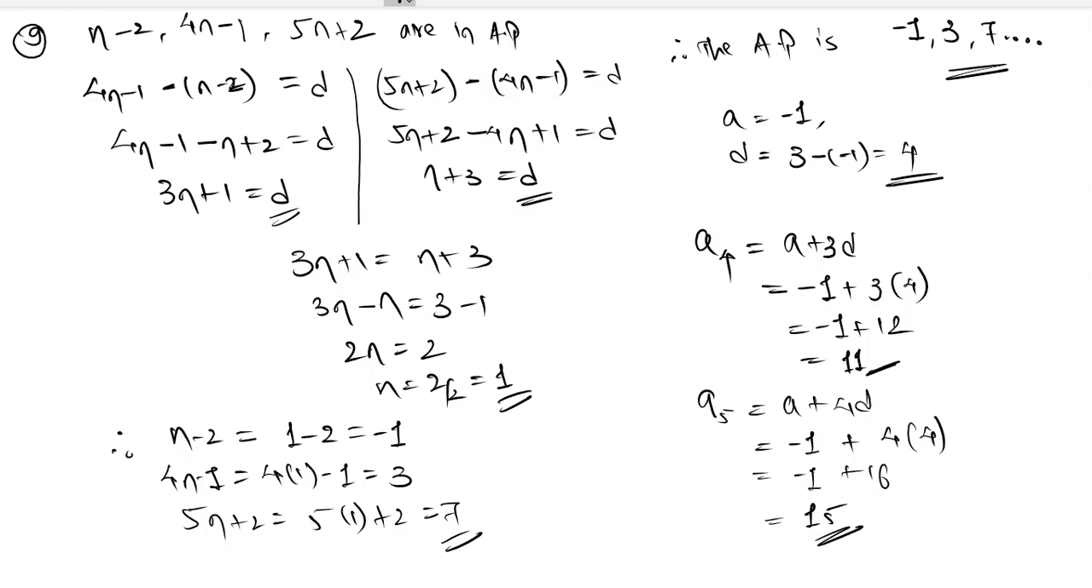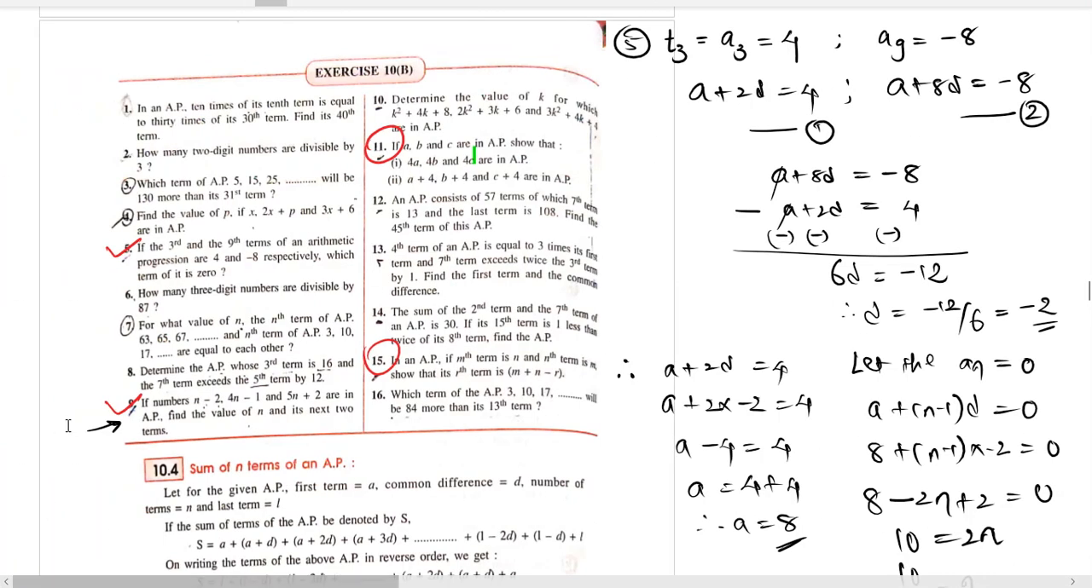Right, so the next two terms also, you found the common difference, you found the first term. So this is how you solve question number 9. Question number 11: if A, B and C are in AP, show that 4A, 4B and 4C are also in AP. Very easy. Let me show you how to do it.